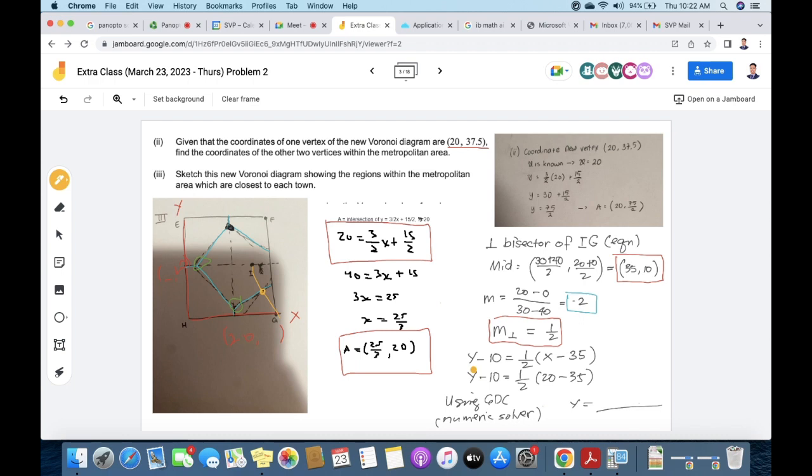So anyone using the numeric solver, what have you gotten? What's the value of y? Exactly, very good, 2.5. So you don't have to provide the entire solution. It will take you a lot of time. Use your calculator, maximize its use rather. Therefore, the two vertices are, from Kenneth's work, 25 over 3, comma 20. And from this one, we can now have, what's the x coordinate? 20, comma 2.5. Okay, and these are the answers.